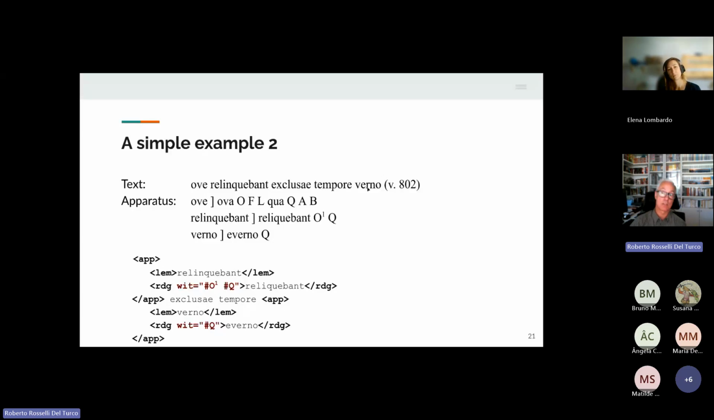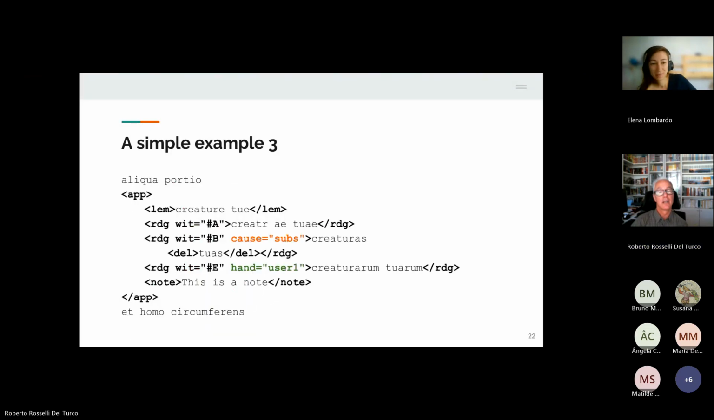Then I have a variant for "verno." Okay, I open an app, "verno," here in lem, and then a reading with a wit linking to Q, no? Because Q preserves a different reading, a different lezione, "e verno." Okay, everything clear? Clear enough, I hope. And then if you browse the slides, you can see you have an expansion, but the basic mechanism is the one I have presented to you.